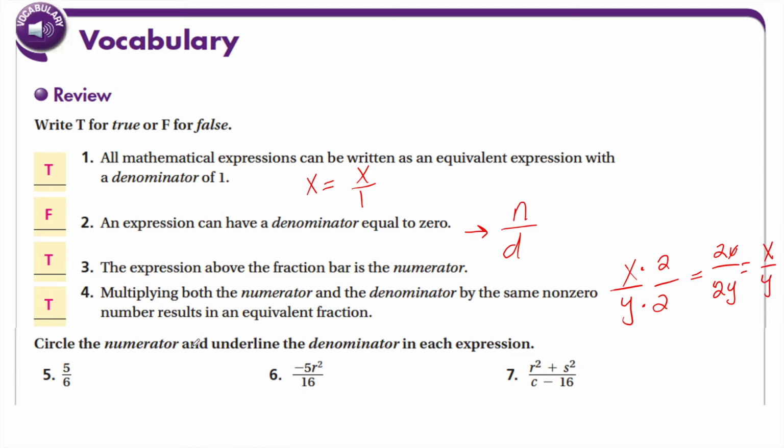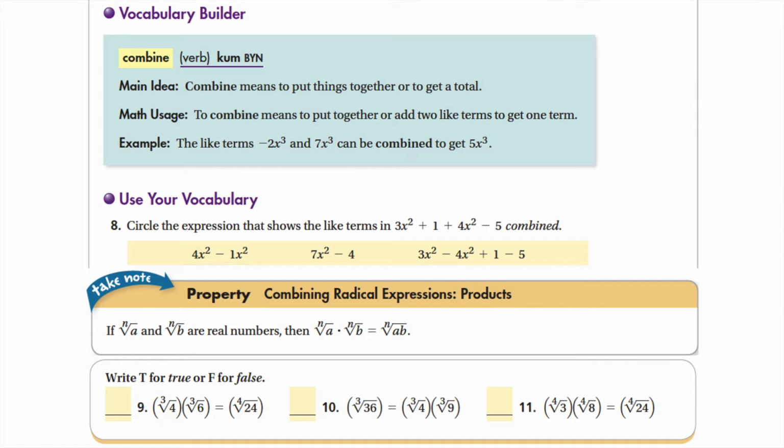Now, let's circle the numerator and underline the denominator. Just like shown before, the numerator is all the numbers on top. So we have the 5, the negative 5r squared, the r squared plus s squared, and then the denominator is the 6, 16, and that's c minus 16. Great work. And the vocab portion today is going to be combine.